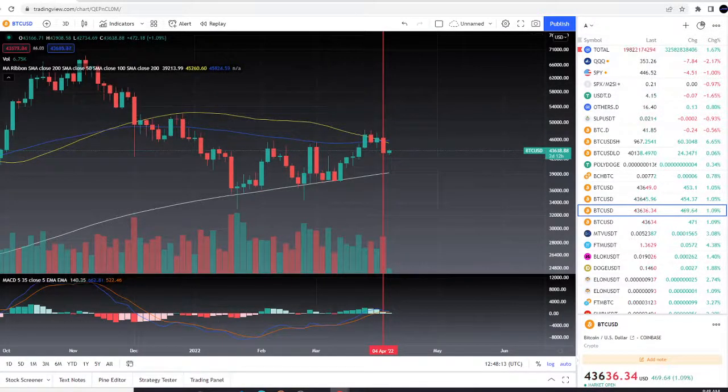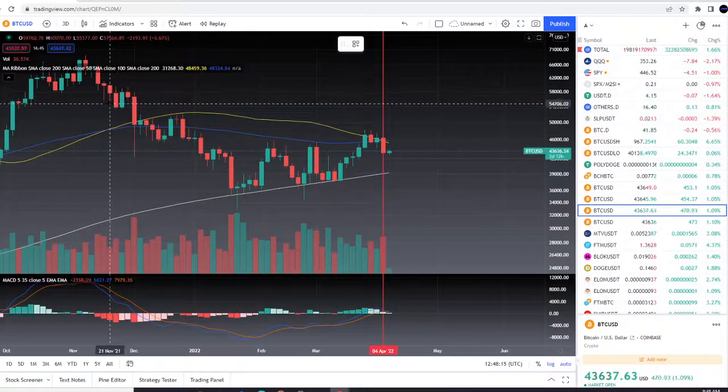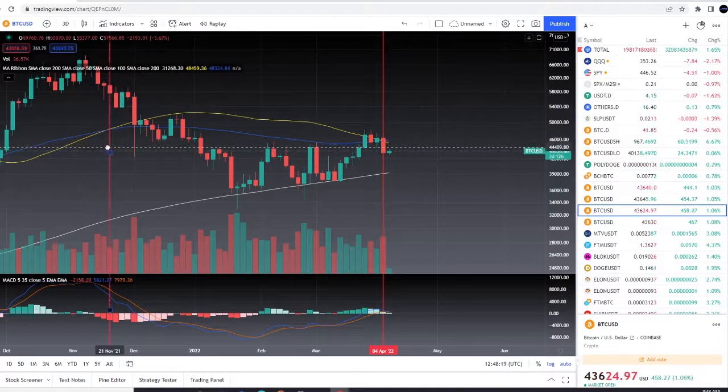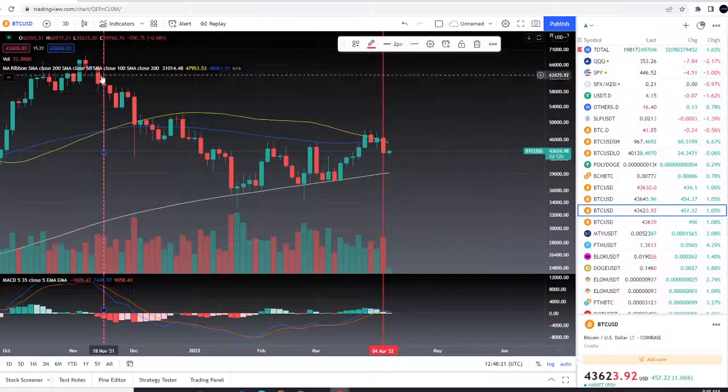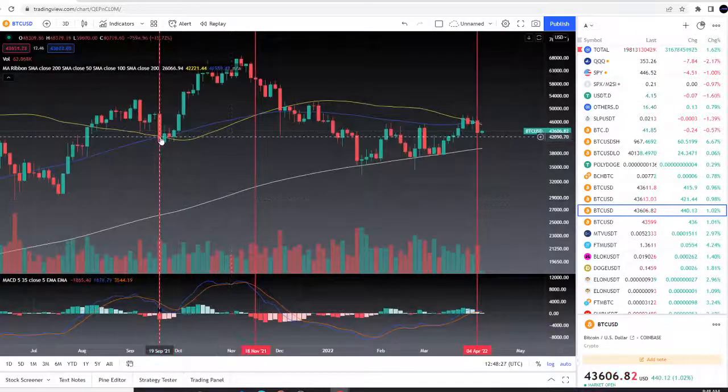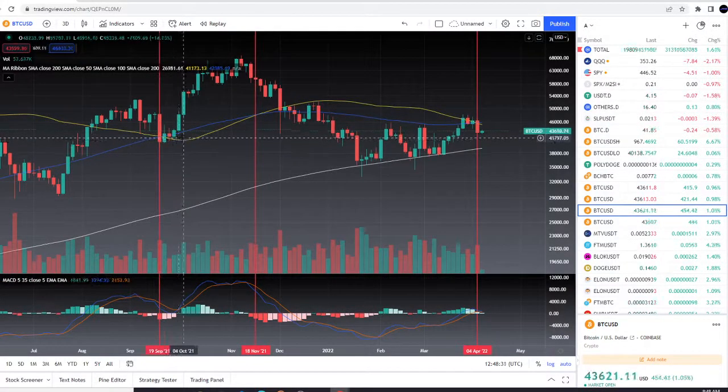So here's another one, not a golden or a bearish cross, just a cross in general, right? Yellow crosses over blue, we'll say bearish. Yellow crosses below blue, still bearish. We have it here again. Yellow crosses below the blue, which is basically what we just had.